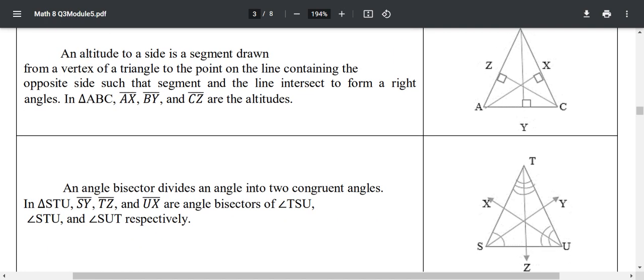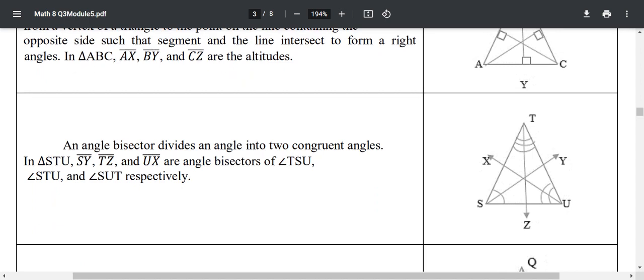Next, we have angle bisector. From its name itself, angle bisector, it bisects an angle, or it divides an angle into two congruent angles. So let's take a look at this example. We have this triangle STU. Right? The corners of the triangle are angles. So we have angle S, angle T, and angle U.